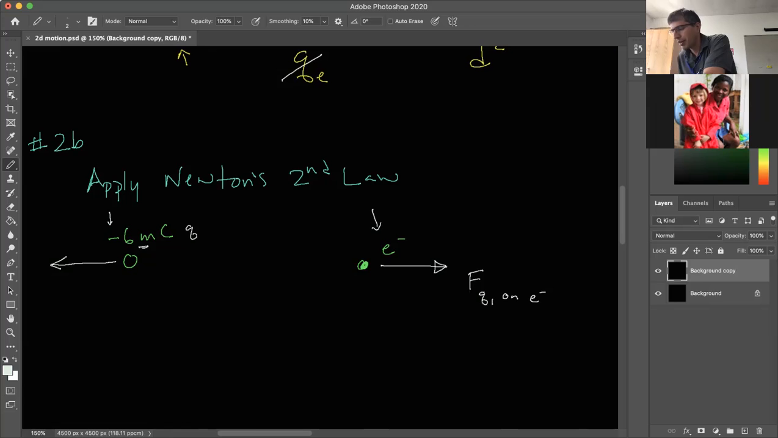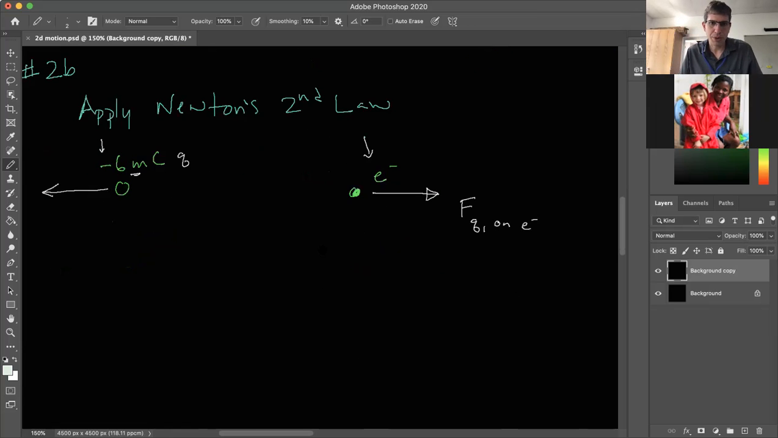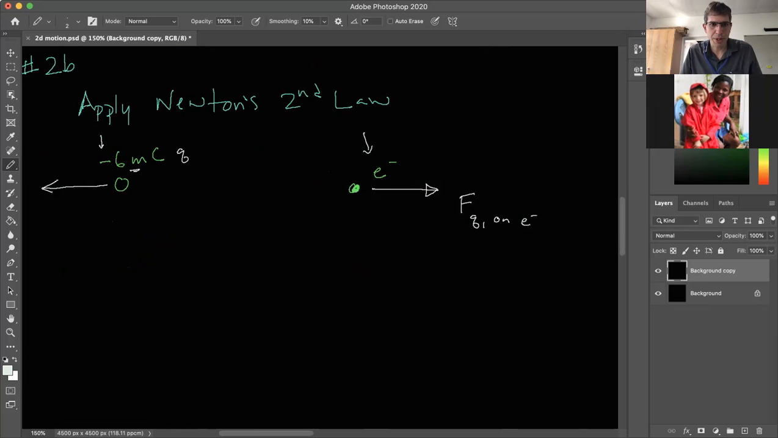To do this problem, all we have to do is say F equals mass times acceleration, because there's only one force acting on the electron. So to figure out the acceleration, it's just going to be whatever the Coulomb force acting on the electron is, divided by the mass of the electron.